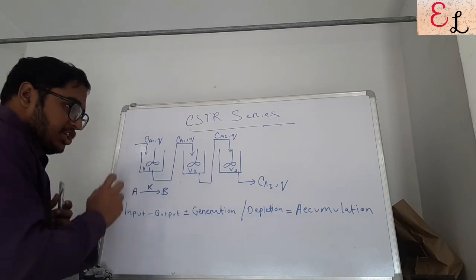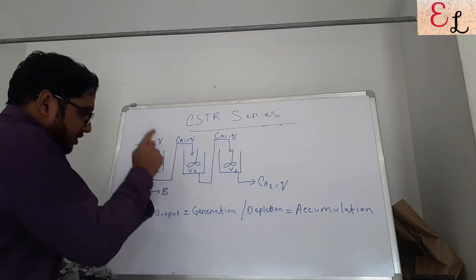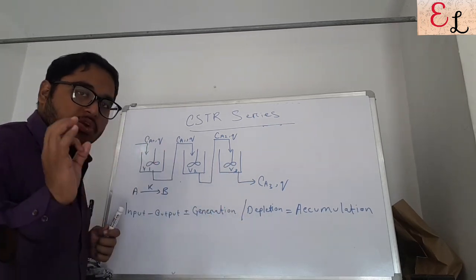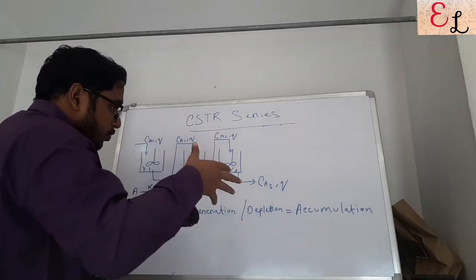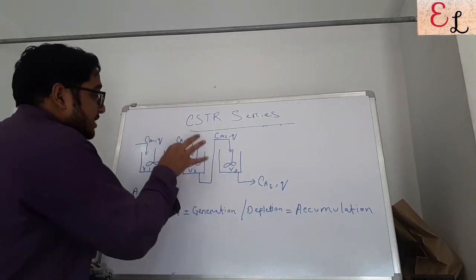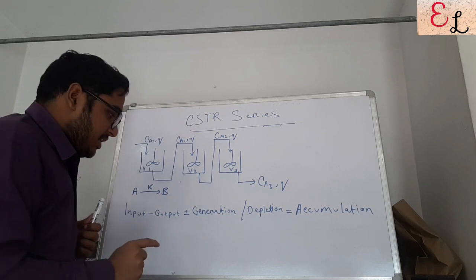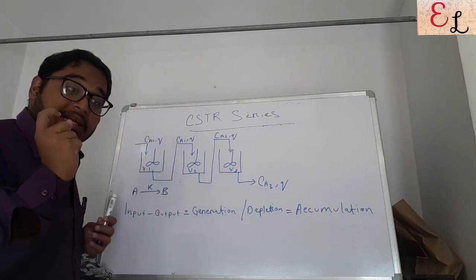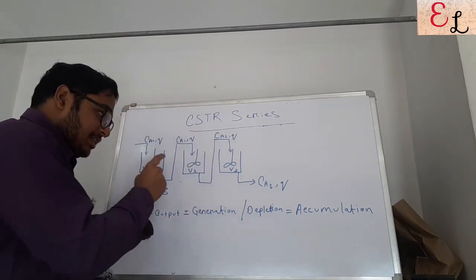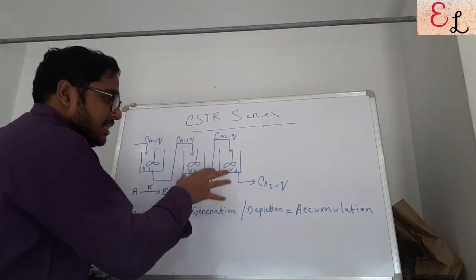So what was my initial number of moles of A? It was 5. At the exit of the first reactor, it became 3. At the exit of the second reactor, it became 1. At the exit of the third reactor, it became 0.5. So as we proceed, the concentration of A is changing and the exit of one CSTR acts as the entry of the other CSTR. We will have to remember that Ca0 is the concentration entering the first reactor, Ca1 is the concentration of A exiting the first reactor and entering the second reactor, Ca2 is exiting the second reactor and entering the third reactor, and Ca3 is the final concentration exiting the third reactor.